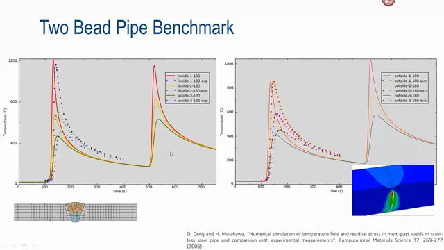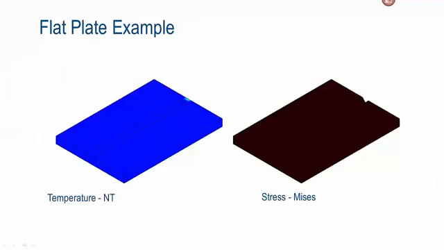show, on the inside and outside surfaces of the pipe, the temperature history and how it compares with the thermocouple data. The thermocouple data appears in the dotted lines here, and the solid lines correspond to the Abaqus predictions of the temperature from the new approach. So you can see there's a reasonable correlation between the predicted temperature profiles and the measured temperatures from the thermocouple.